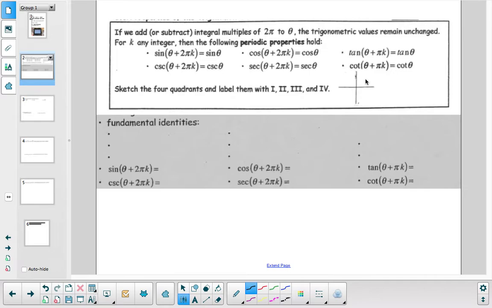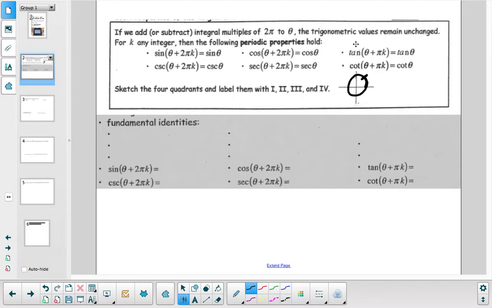So if I'm trying to find sine of this angle and sine of this angle, they are the same thing because it's in the same spot. And the only difference between those two angles is 2 pi was added to the second angle. So they're going to wind up at the same place.